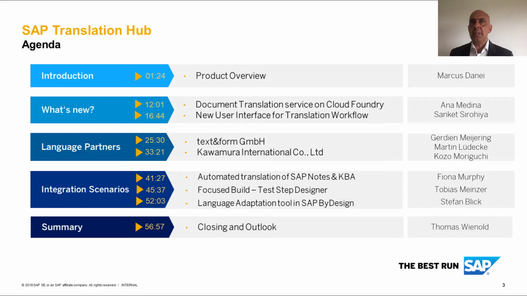Secondly, we will give you an overview about SAP Translation Hub's key features and its main use cases before we have a look at the architecture. After this introduction, my colleagues will give you an overview about new features and developments before we have the pleasure to introduce you, in the context of some short interviews and demos, to some concrete SAP Translation Hub language technology partner use cases with Kawamura from Japan and Text and Form from Berlin, but also to some product integration scenarios for notes translation, SAP Business ByDesign, and the SAP Solution Manager Test Steps Designer.